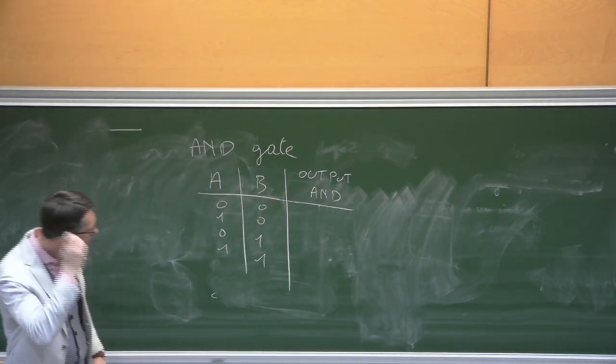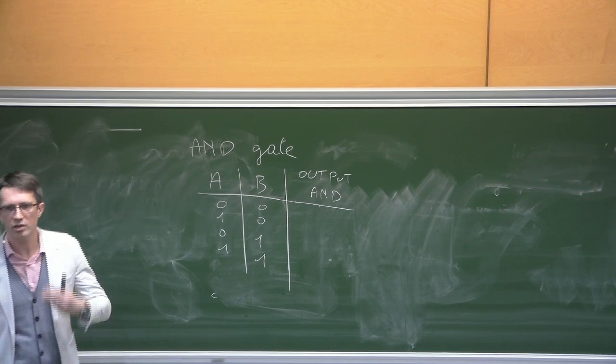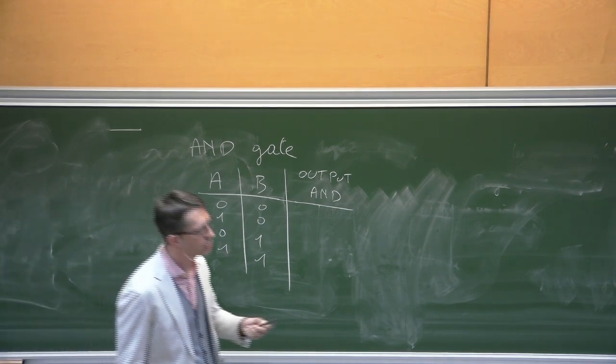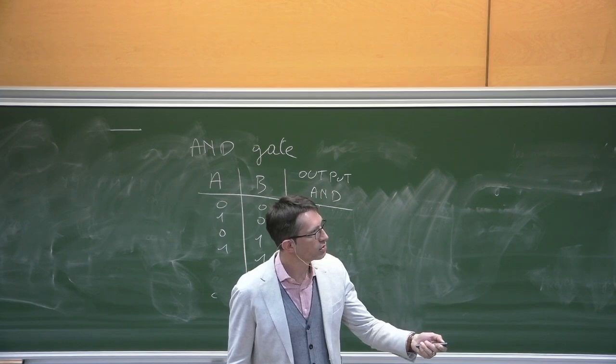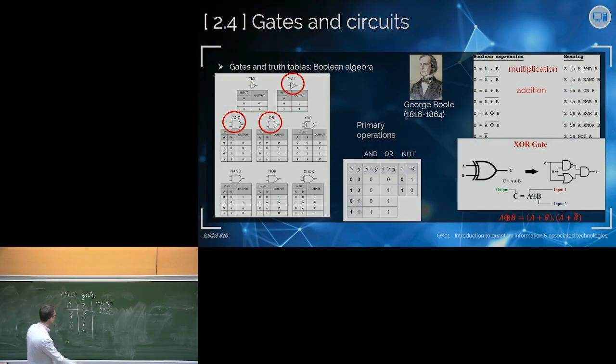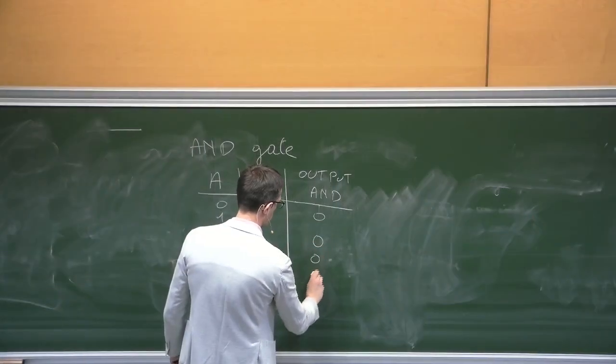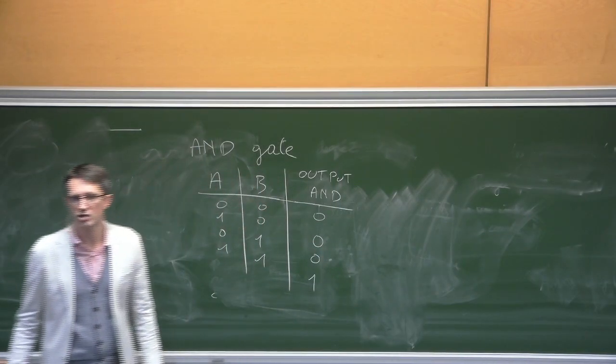And the AND gate, you have 2 ways of seeing it. Either you take the mathematical expression, which is the multiplication, A times B. So if I do A times B, I've got 0 times 0, 0, 1 times 0, 0, 0 times 1, 0, and 1 times 1, 1. So I would have 0, 0, 0, 1 in terms of multiplication.